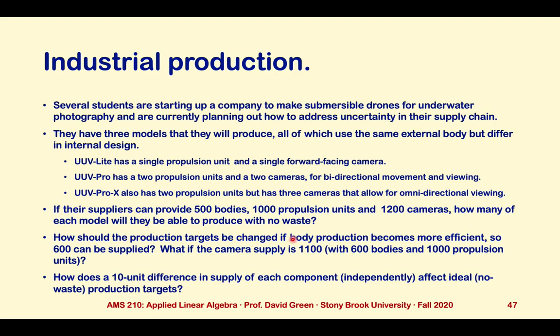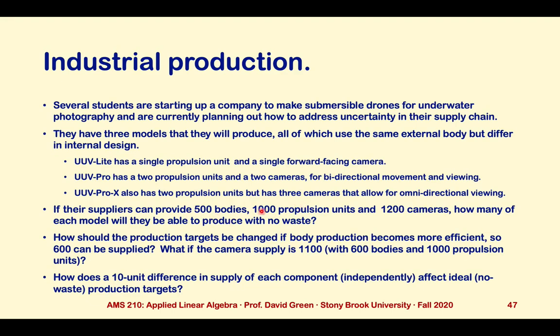If the body production was more efficient or more cost effective, and so they were able to get 600 bodies instead, how would those targets change? If the camera supply was maybe decreased, perhaps in addition to this increase in body target, so that we had 1,100 cameras, 600 bodies, and 1,000 propulsion units, how should their no waste target be adjusted?